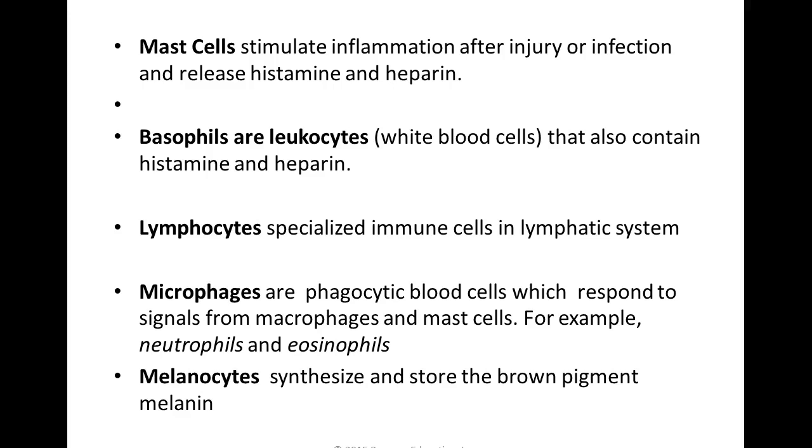And then melanocytes, we talked about these already. These protect us from UV light by synthesizing the brown pigment. Melanocytes are always synthesizing brown pigment to a certain degree, but they have the capacity to act even more so in the presence of UV light.